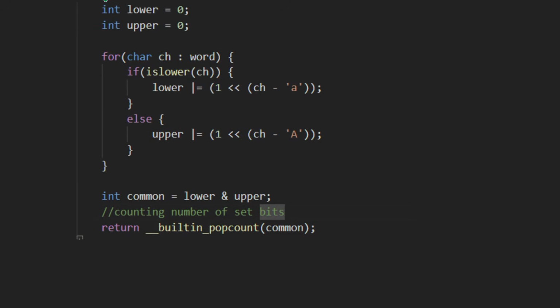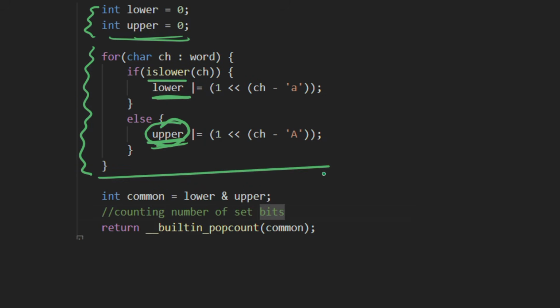In the code we have taken two variables, lower and upper, as we have discussed, and then we have iterated over the string word. We check whether our character is lowercase, then we mark the bit in the lower variable. If our character is uppercase, then we mark the bit in the upper variable. Once we process the whole string and mark all the bits, we need to find all those bits which are present in both lower and upper, so we take the AND operation.